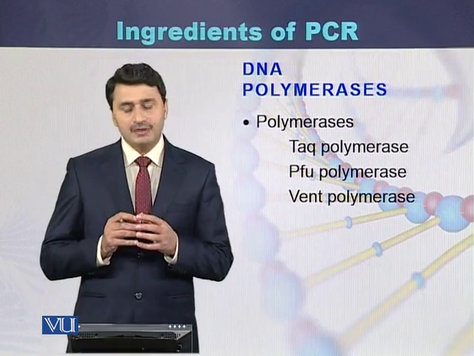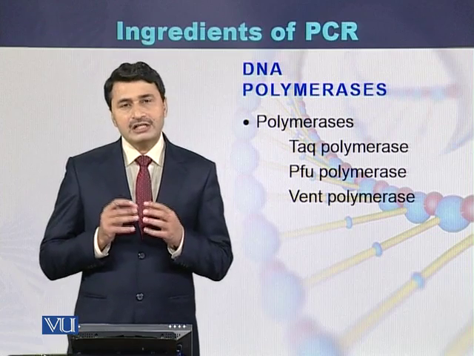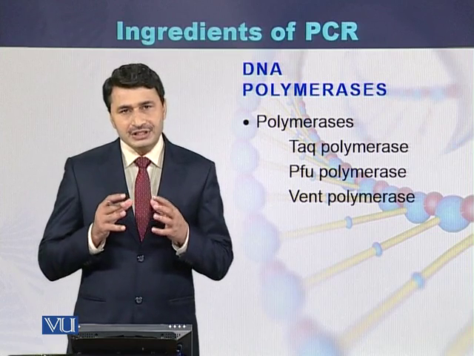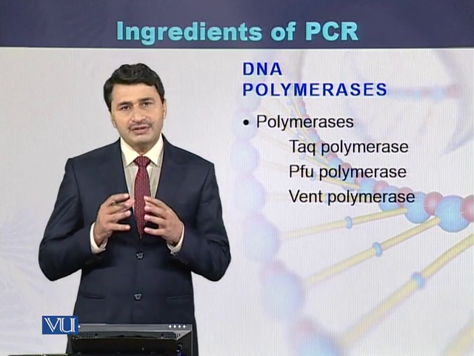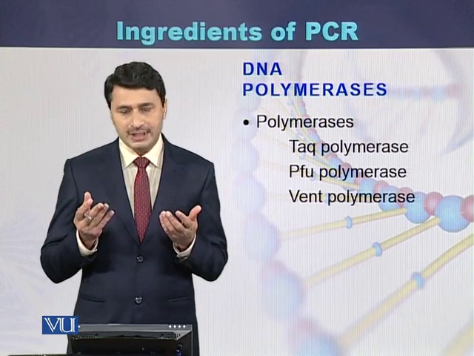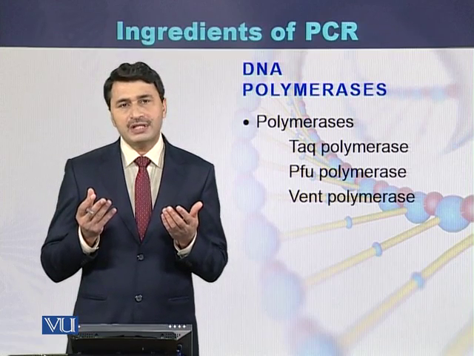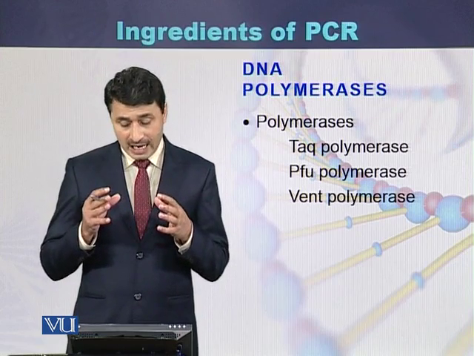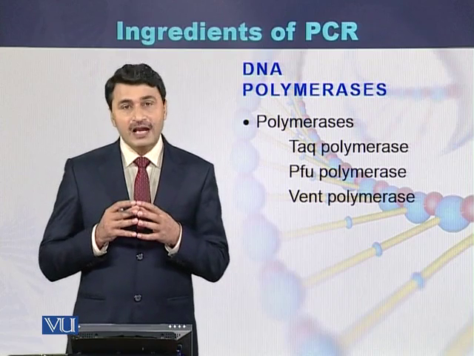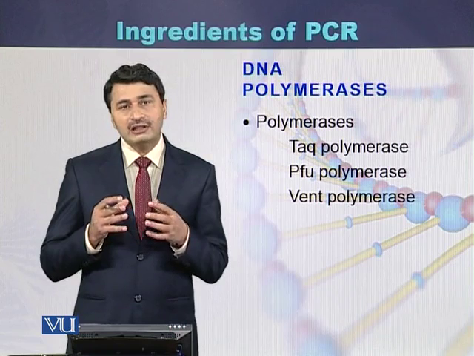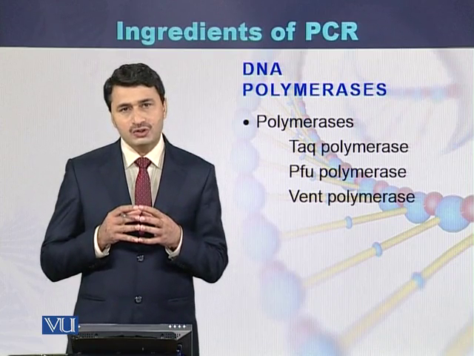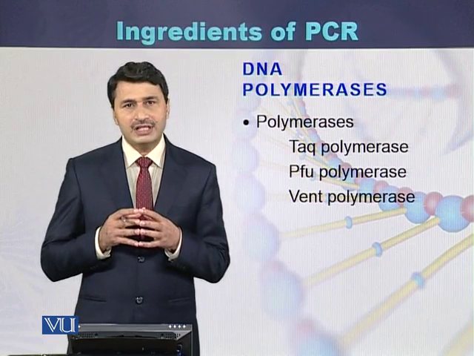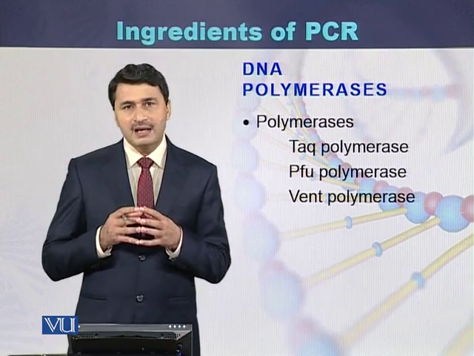Among the ingredients of PCR, the main component is DNA polymerase. There are different types of DNA polymerase. The most common DNA polymerases used during PCR are Taq polymerase, Pfu polymerase, and Vent polymerase. Although there are other types of polymerases which are used for the polymerase chain reaction, these are some of the common polymerases used to perform the PCR reaction.